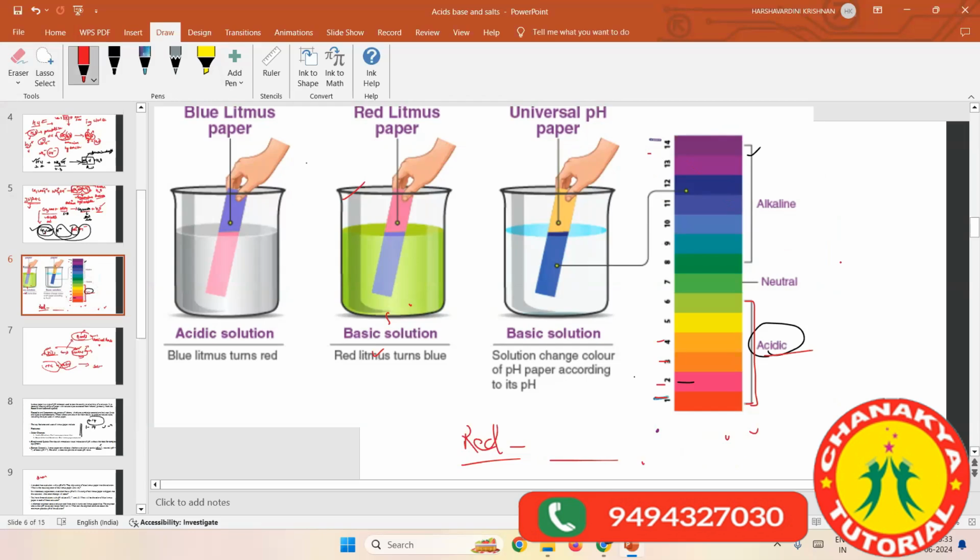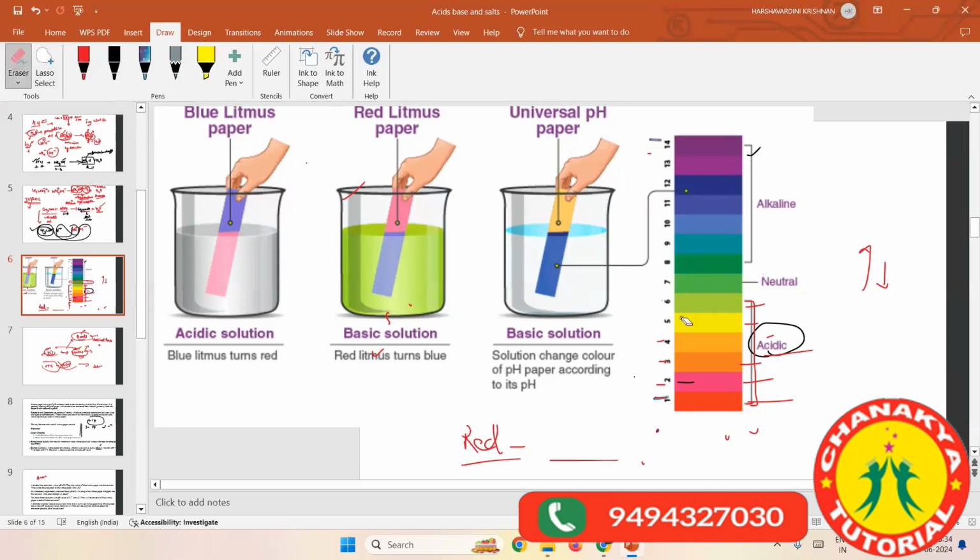I was telling this only: with the help of the color change, you can find it. If it is extremely red, pink, orange, yellow, green, and if it is green, this color, it is neutral. Neutral means not acidic, also not basic, exact neutral.